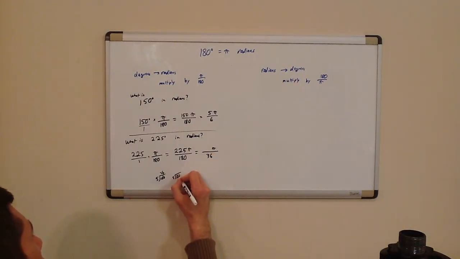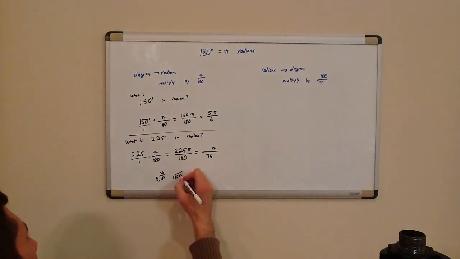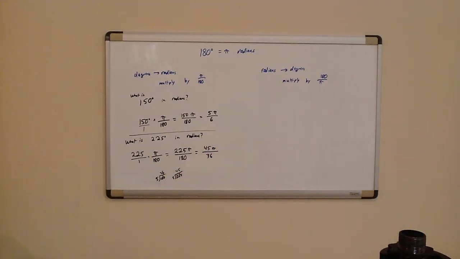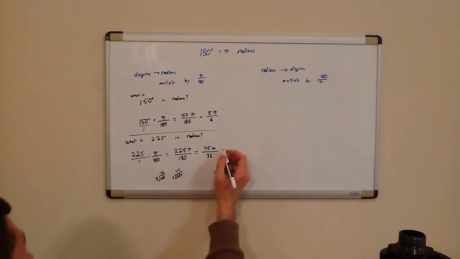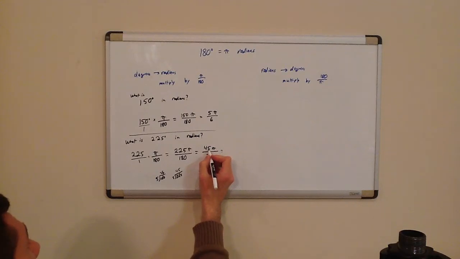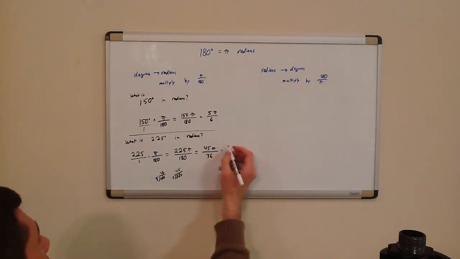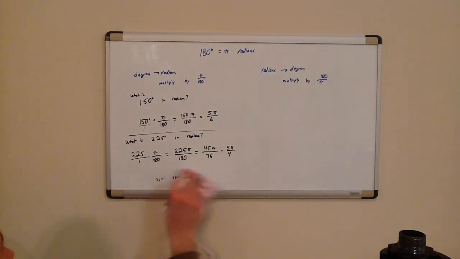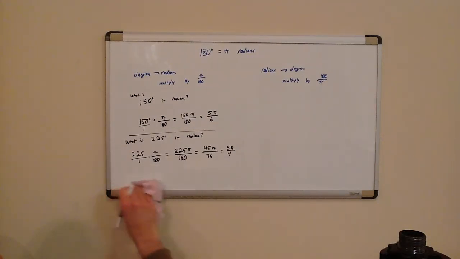5 goes into 225. I should know this. I totally should know this. 45 times. 45 pi over 36. By the way, I'm not done. This is not completely reduced. We're reducing fractions. You've been reducing fractions all your life. 9 goes into that. 9 goes into 45 5 times. 9 goes into 36 4 times. We're done. Okay?